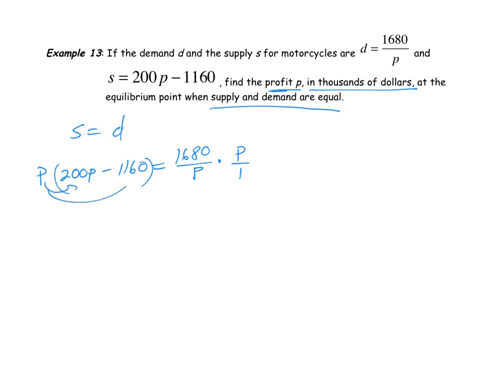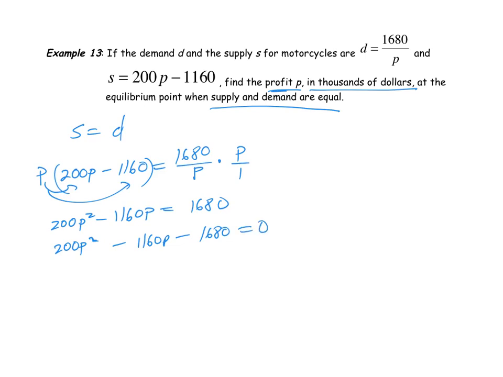Now I'm going to distribute p to both of the values in the binomial, 200p minus 1160. So I'm going to have 200p squared minus 1160p is equal to 1680. I'll set one side equal to 0 by subtracting 1680 from both sides of the equation. So 200p squared minus 1160p minus 1680 equals 0.